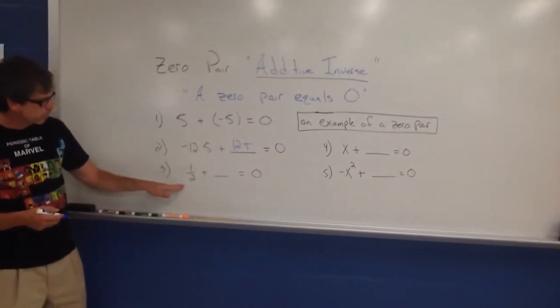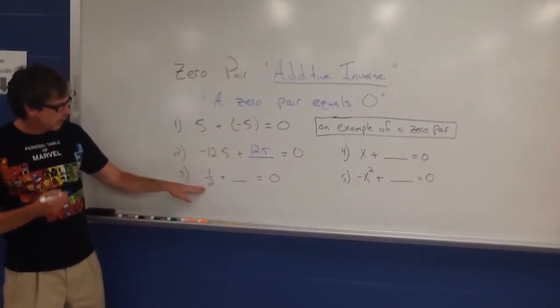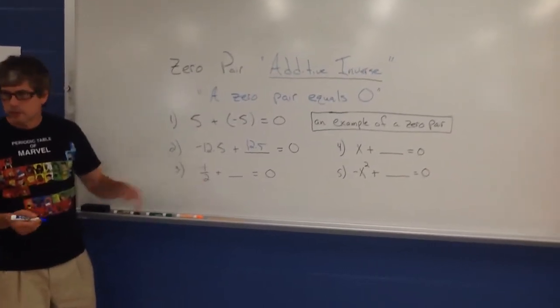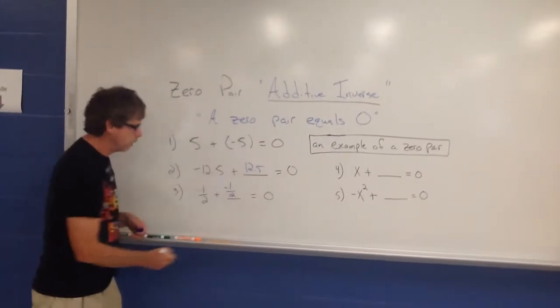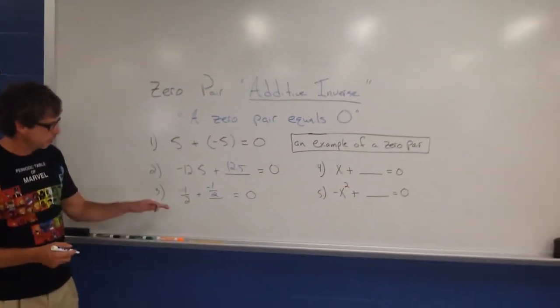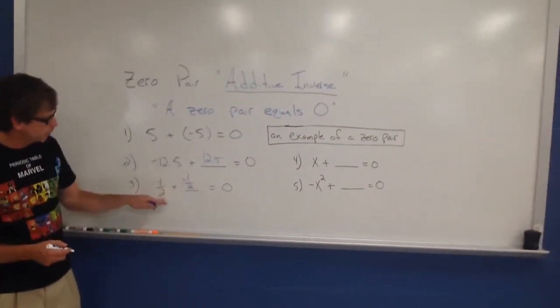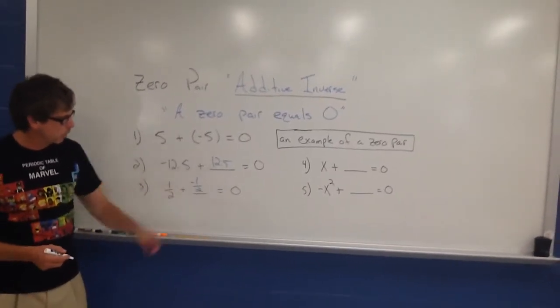Looking at this fraction, we have a half. Well, to make a half go to 0, I just need its opposite. So all I would need is a negative 1/2 there, and that would make that go to 0. So notice how adding two numbers that have the opposite sign will always go to 0.